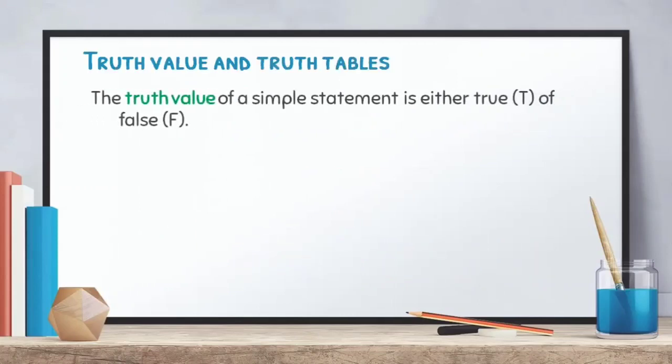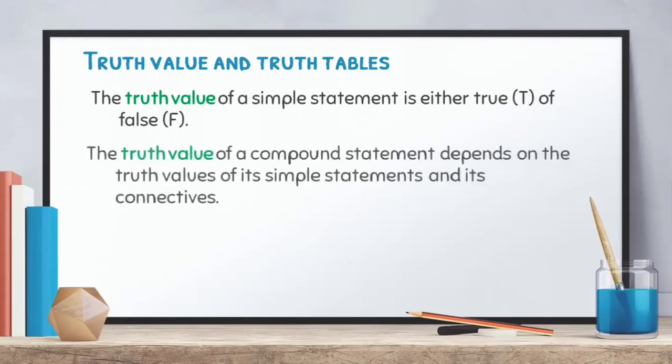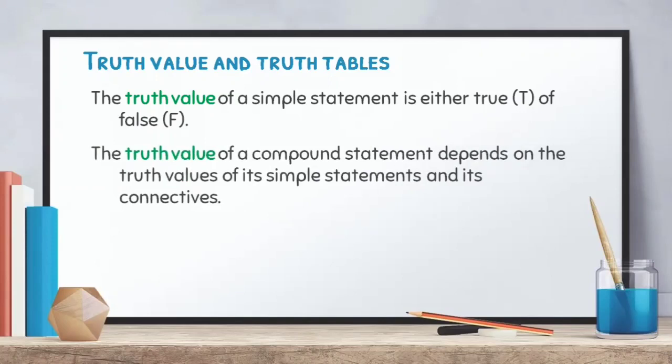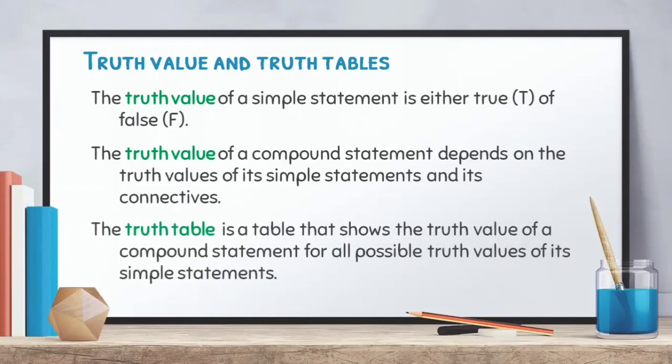The truth value of a simple statement is either true or false. So meaning you only have two truth values if you have a simple statement. It would be only true or false. Okay? How about if you have a compound statement? So the truth value of a compound statement depends on the truth values of its simple statements and its connectives. So meaning you have to examine first the truth values of the two simple statements and the connectives that you have used. How about our truth table?